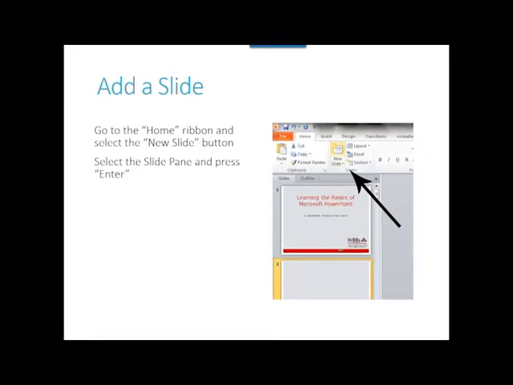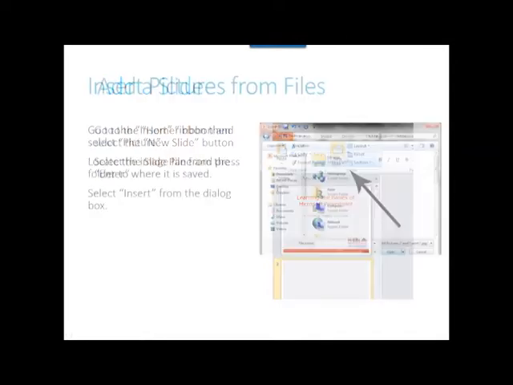How to add a slide. Our PowerPoint must consist of several slides that you want to present to an audience. In order to create a new slide, you just go to the Home tab up here, and then select New Slide. And you can easily add a slide and edit it.